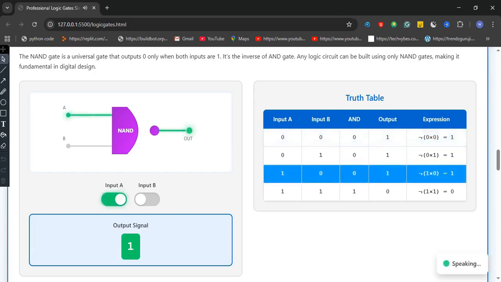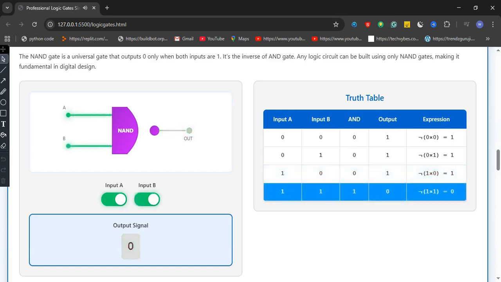NAND gate input A is set to high. Not both inputs are high, so NAND gate output is high. NAND gate input B set to high. Both inputs are high, so NAND gate output is low.